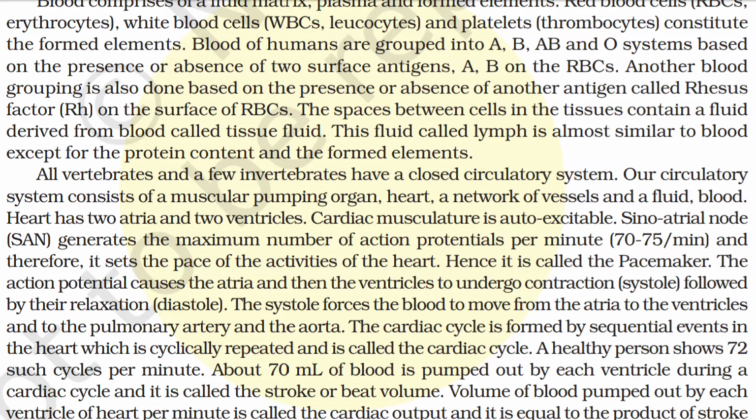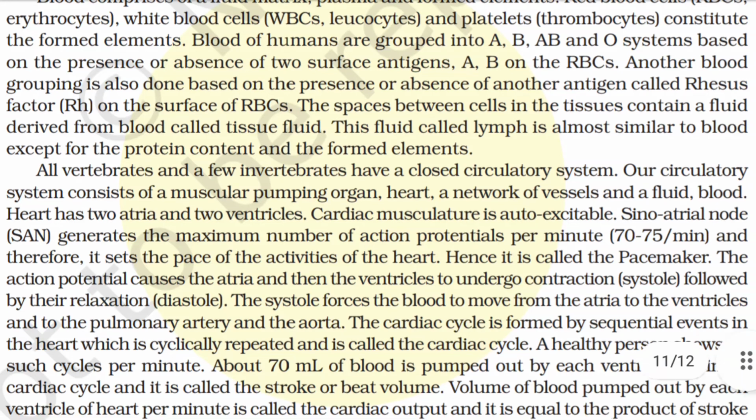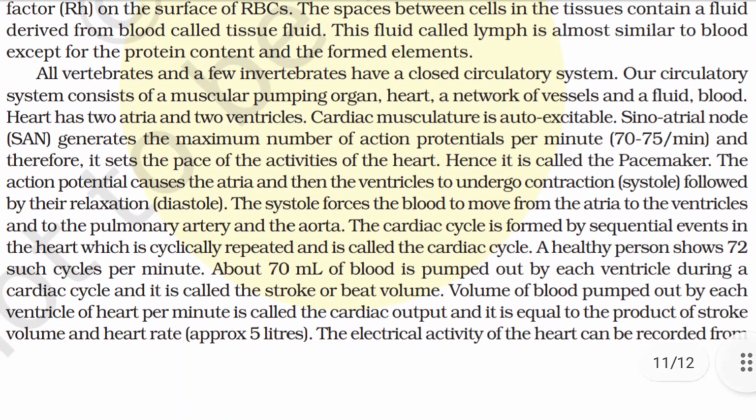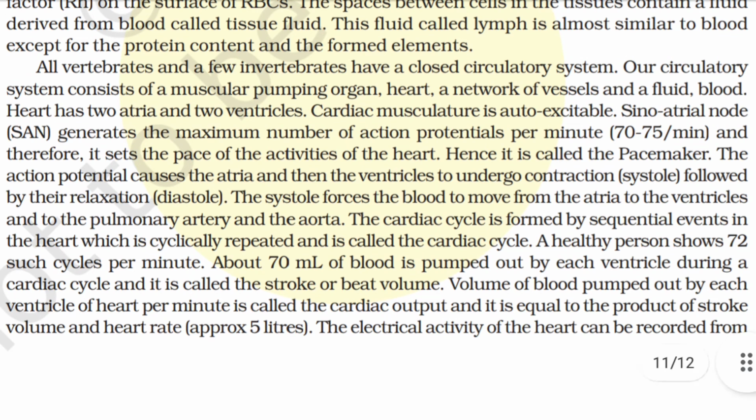Blood of humans is grouped into A, B, AB, and O systems based on the presence or absence of two surface antigens, A and B, on the RBCs. Another blood grouping is also done based on the presence or absence of another antigen called rhesus factor, Rh, on the surface of RBCs. The spaces between cells in the tissues contain a fluid derived from blood called tissue fluid. This fluid, called lymph, is also almost similar to blood except for the protein content and the formed elements.